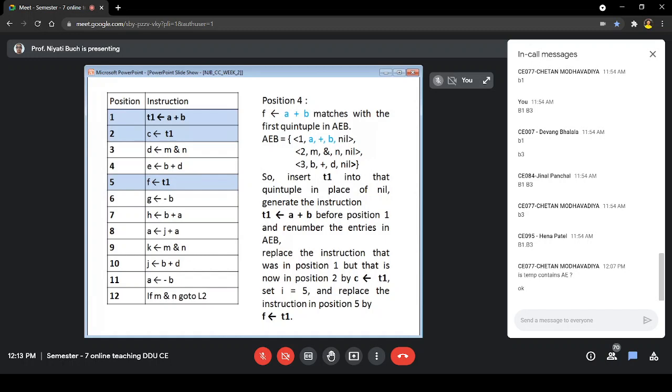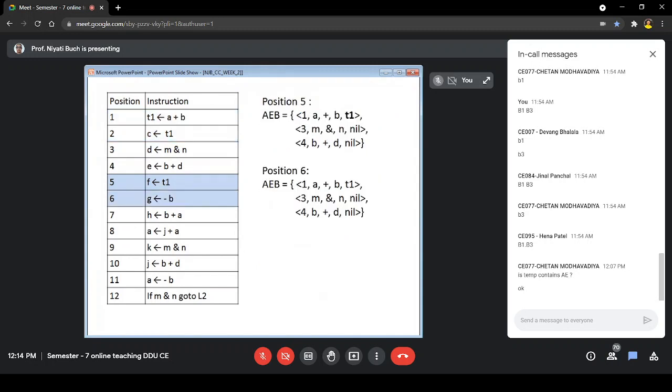And now what happens to our AEB after position number 4 has been dealt with? Instead of nil, you should be able to see T1. It means we have to change the value from nil to T1. So now coming to position number 5, up to 4 we have already dealt with, right? Now at position 5, after we have made the change in AEB, you all observe that the temporary instead of nil, I have changed to T1.